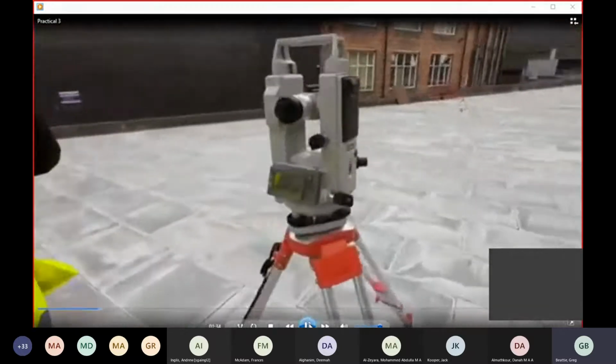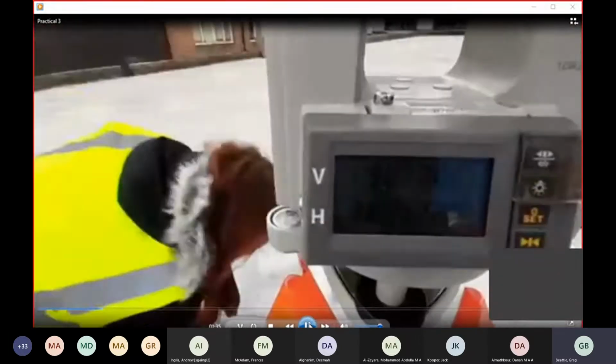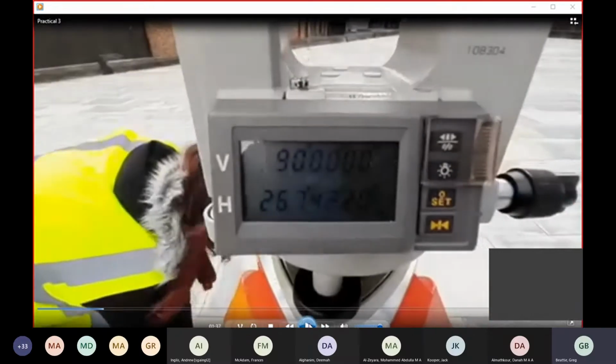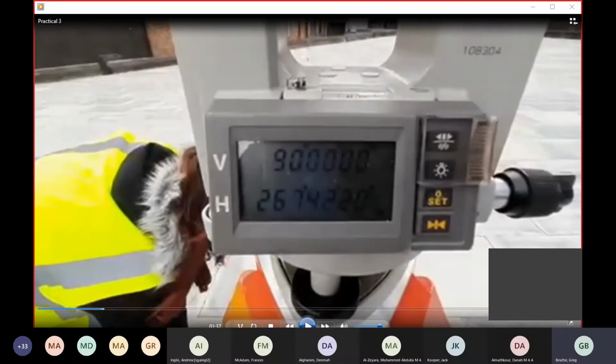Visually, it's always good to do a check on the angle. Okay, so if I just pause it there, you can see from the ranging poles, if you go right to left, this angle actually counts down. So the angle we are looking at here, which says 267 degrees, 42 minutes and 20 seconds, is actually 360 degrees minus that. So make sure you take that into account in your booking in.